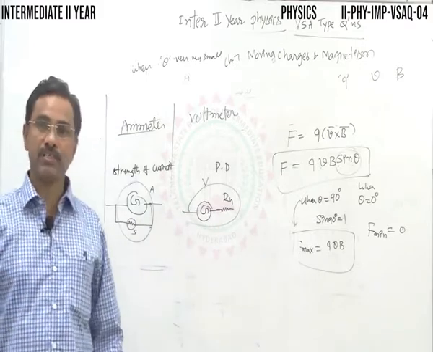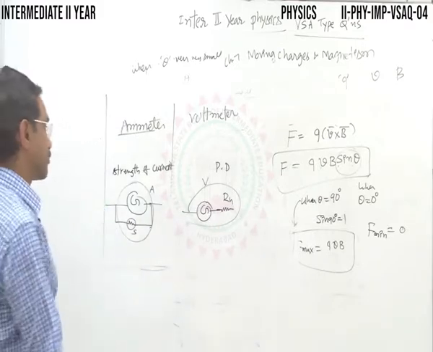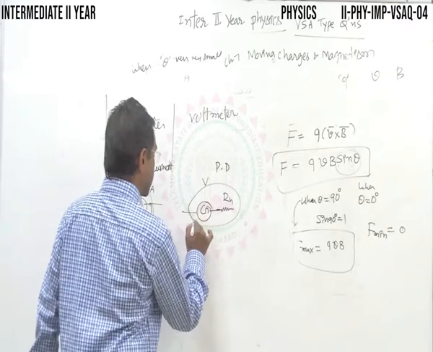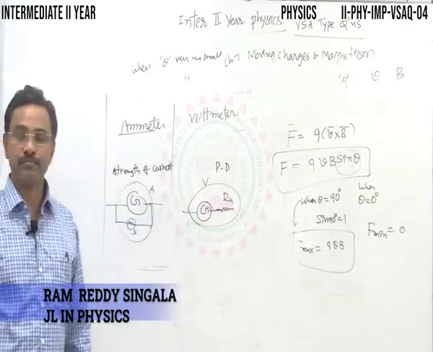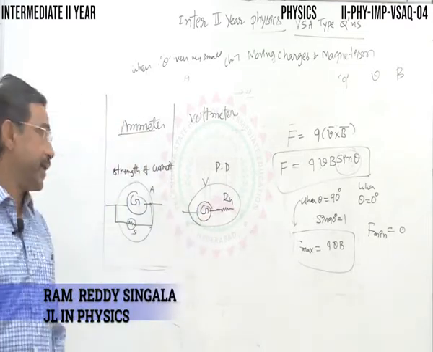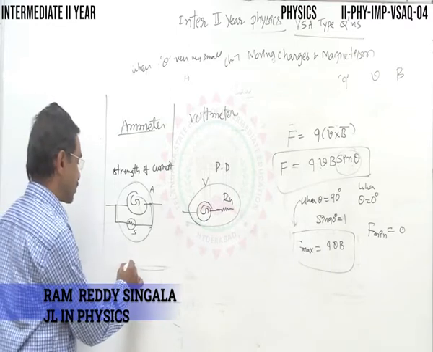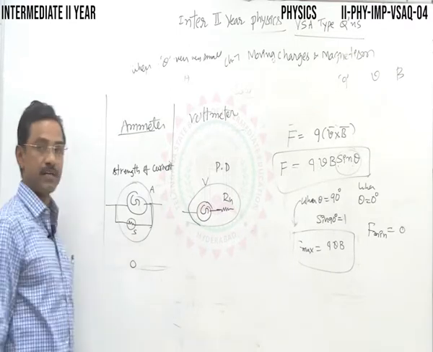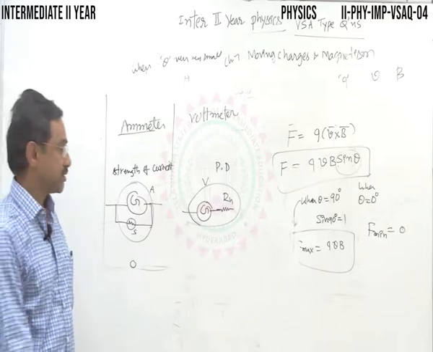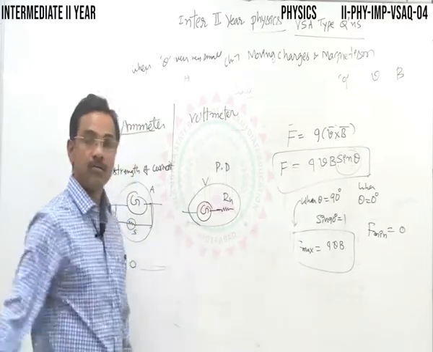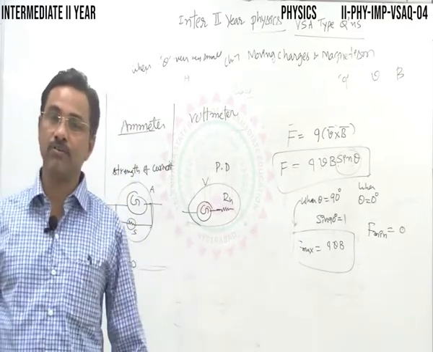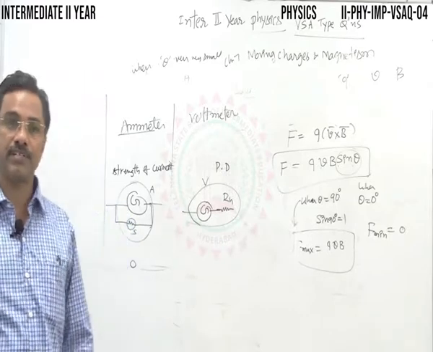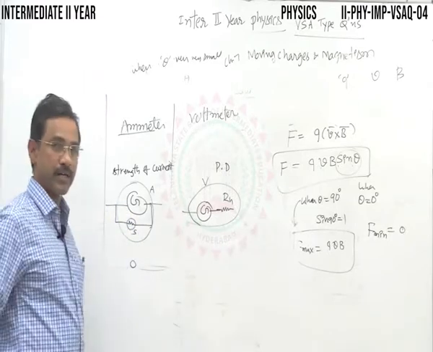Ammeter is always connected in series in the circuit, whereas voltmeter is connected across, in parallel, right? An ideal ammeter will have zero resistance, whereas an ideal voltmeter will have infinite resistance. Any 2 points you can highlight.